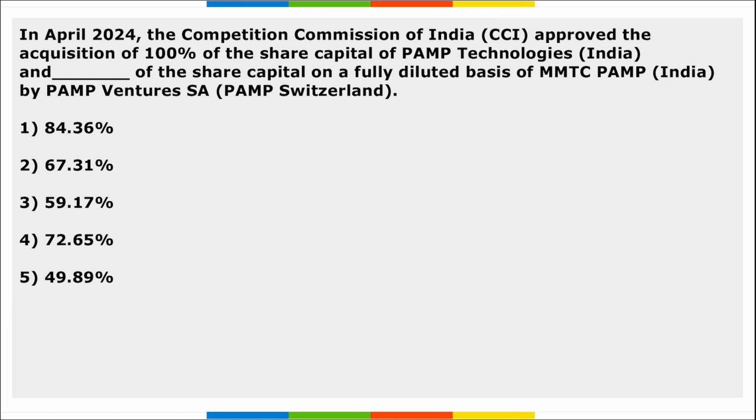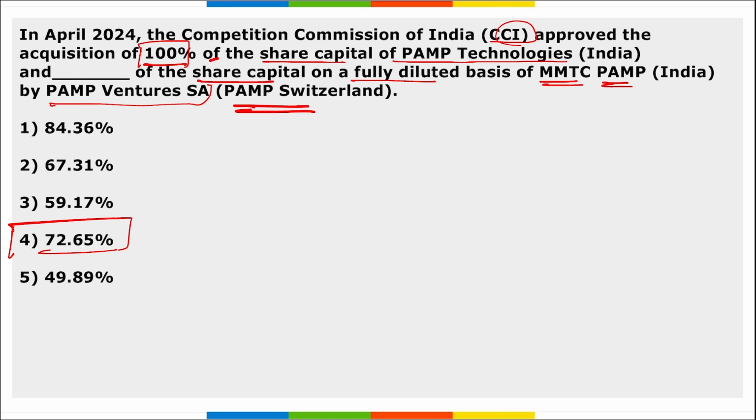Next, the CCI, that is the Competition Commission of India, has approved an acquisition of 100% of the share capital of PAMP Technologies and 72.65% of the share capital of MMTC PAMP on a fully diluted basis by PAMP Ventures of Switzerland. Apart from this, remember CCI has also approved the acquisition of Thyssenkrupp Industries India Private Limited by Protos and Paharpur Cooling Towers Limited.